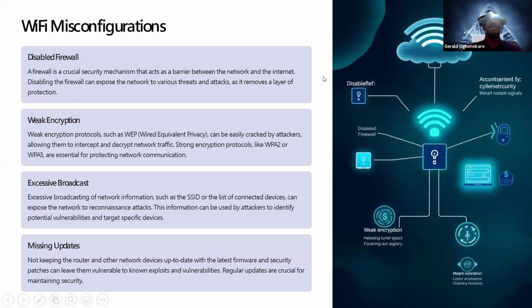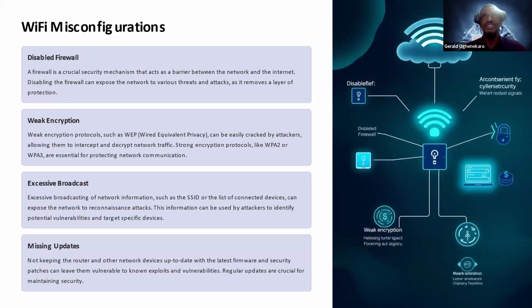So other things would be Wi-Fi misconfigurations, disabled firewall. I am very sure, maybe 90%, I'll set my money on it, 90% of us right here on this call do not have the firewall configured on our Wi-Fi, on our MiFi routers, whatever it is at home, right? So disabled firewalls, weak encryption using WEP, which we all know in the industry is weak, compared to WPA2 and even a stronger encryption algorithm like WPA3, right? Then excessive broadcast, missing updates.